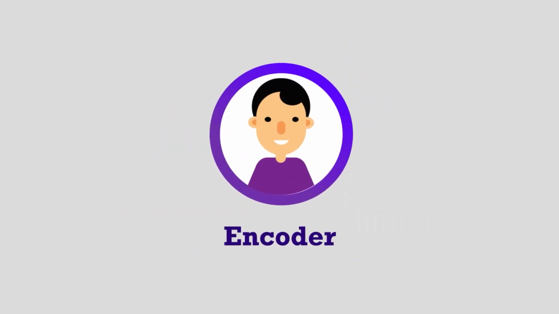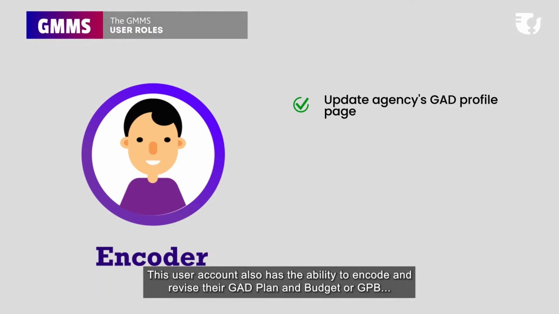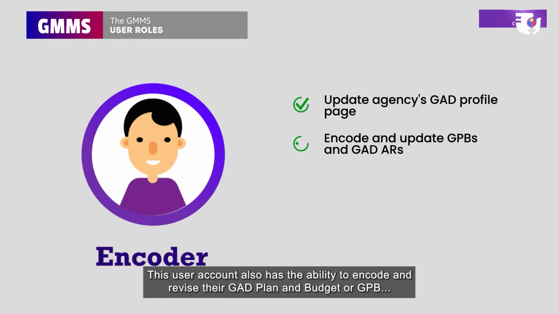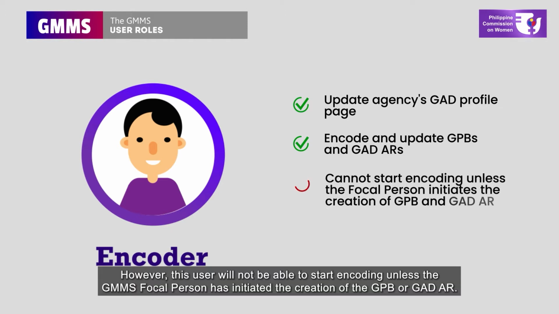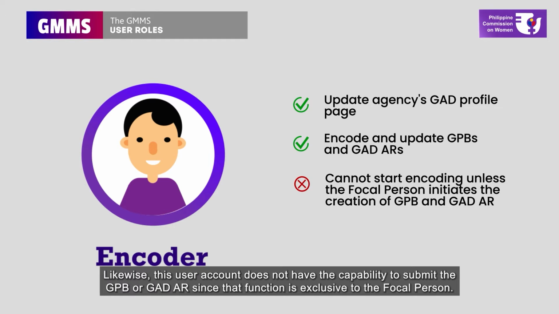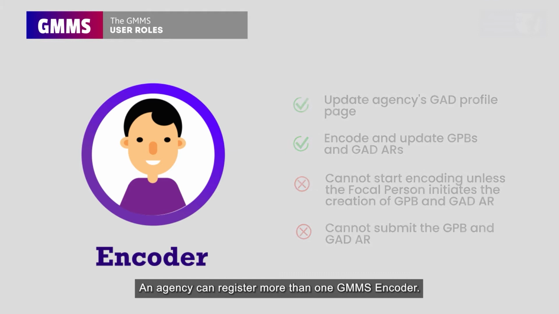GMMS encoder. The GMMS encoder can update the agency's GAD profile in the system. This user account also has the ability to encode and revise their GAD plan and budget, or GPB, and their accomplishment report, or AR. However, this user will not be able to start encoding unless the GMMS focal person has initiated the creation of the GPB or GAD AR. Likewise, this user account does not have the capability to submit the GPB or GAD AR, since that function is exclusive to the focal person. An agency can register more than one GMMS encoder.